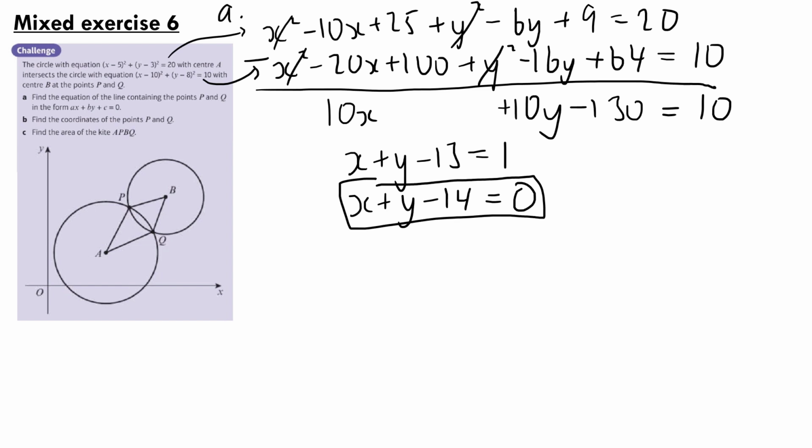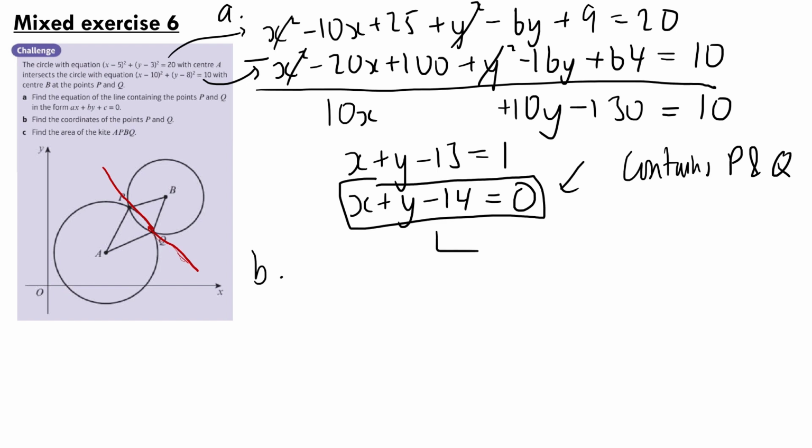Now that was part A. Part B asks us to find the coordinates of the points P and Q. We know that this line contains P and Q, and if we look on the diagram, x + y - 14 = 0 represents this line in red here. To find the points P and Q, we're going to have to solve this equation simultaneously with one of the circle equations. We can choose either one of them. I'm going to go for the first one.